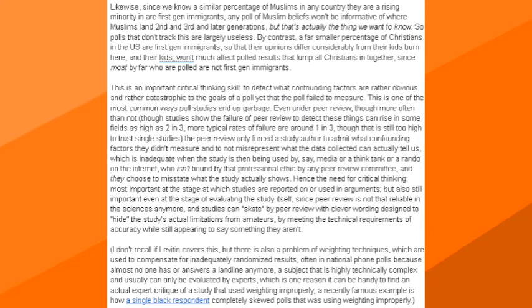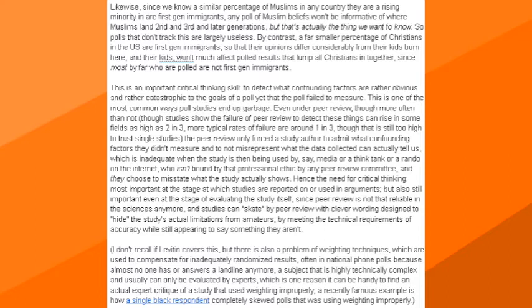Likewise, since we know a similar percentage of Muslims in any country are a rising minority in first-generation immigrants, any poll of Muslim beliefs won't be as informative of where Muslims land in second and third and later generations. But that's actually the thing we want to know. So polls that don't track this are largely useless. By contrast, a far smaller percentage of Christians in the U.S. are first-generation immigrants, so that their opinions differing considerably from their kids born here won't much affect polled results that lump all Christians in together, since most by far who are polled are not first-generation immigrants.